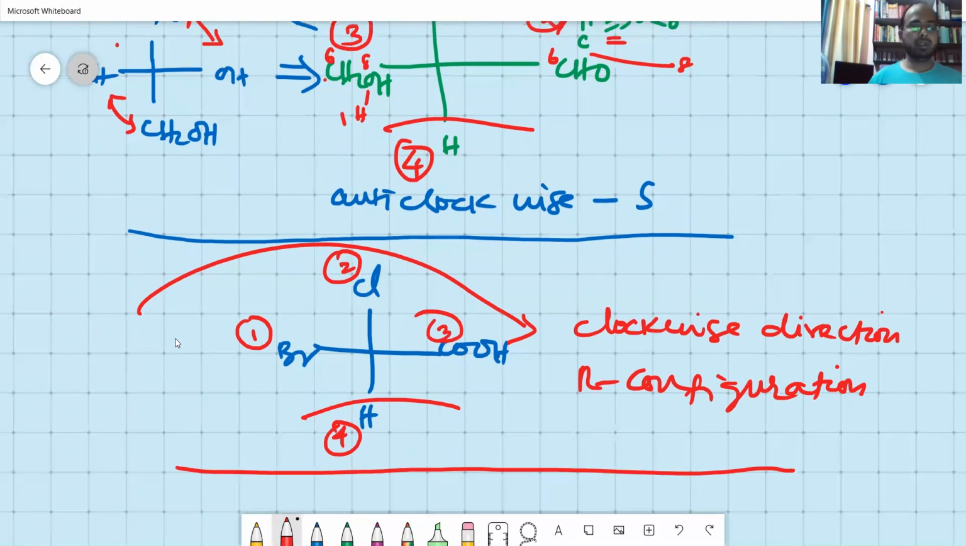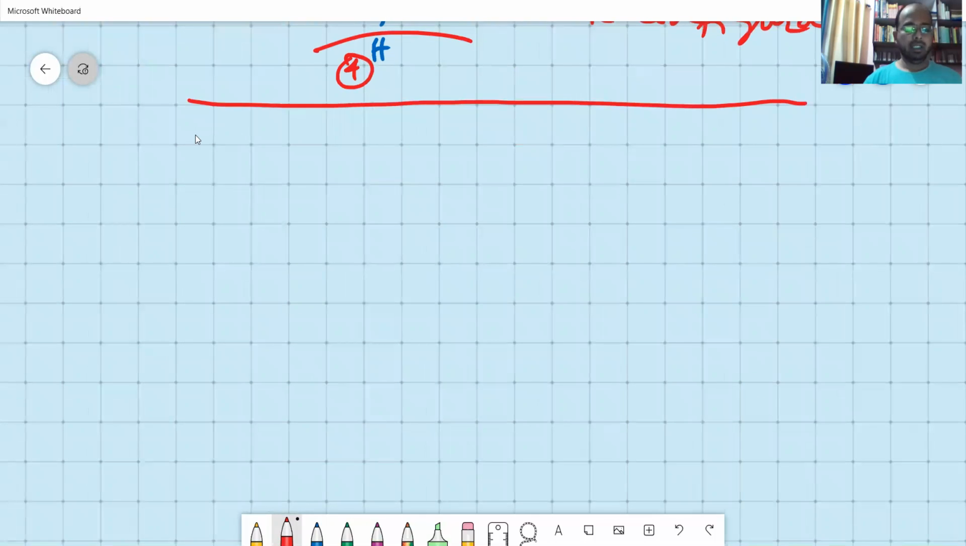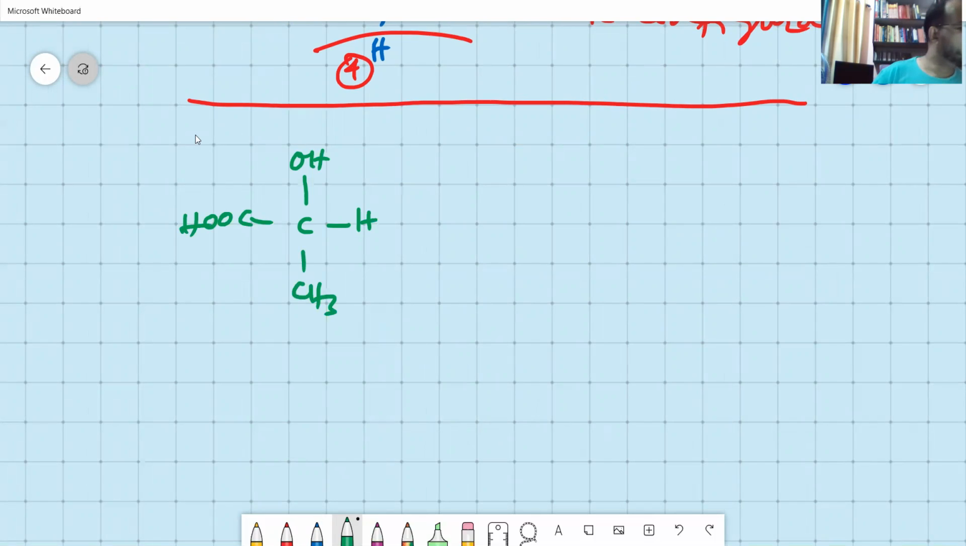Okay, this is one more example. And then coming to another example, OH, C, H, COOH, and CH3. I think you can name this. This is lactic acid. Okay, so you can make two exchanges to bring it down.